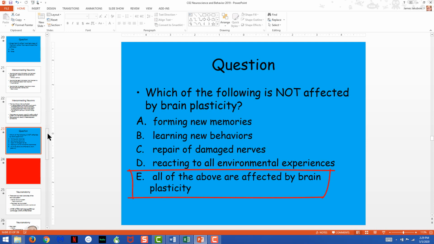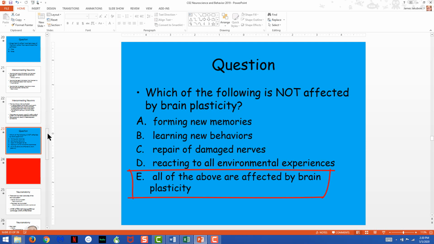Any new memory you form requires interneurons in your brain to rewire themselves to establish the memory. Anytime you learn a new pattern of behavior, like you've never ridden a two-wheeled bicycle and then you learn how to do that, that requires interneurons in your brain to rewire themselves so you can balance yourself on a two-wheeled bicycle. Repair of damaged nerves also involves brain plasticity or neuroplasticity, right? Neuroplasticity, brain plasticity, those are just different terms which mean the exact same thing. Your brain's ability to rewire itself or generate new cells.